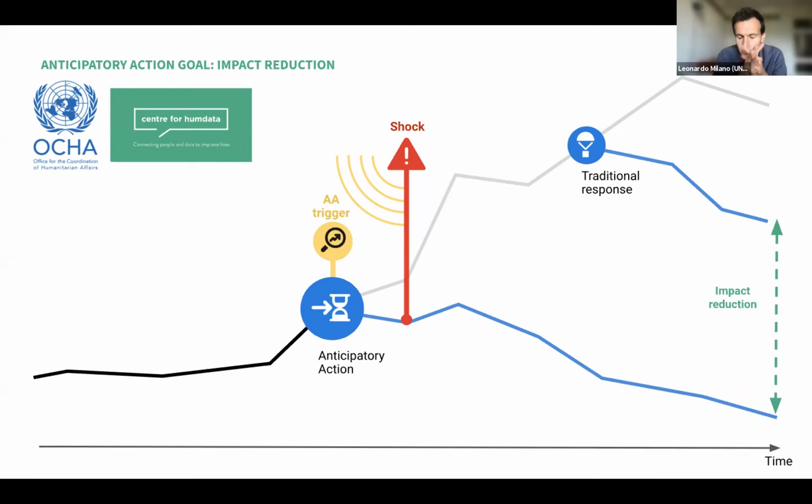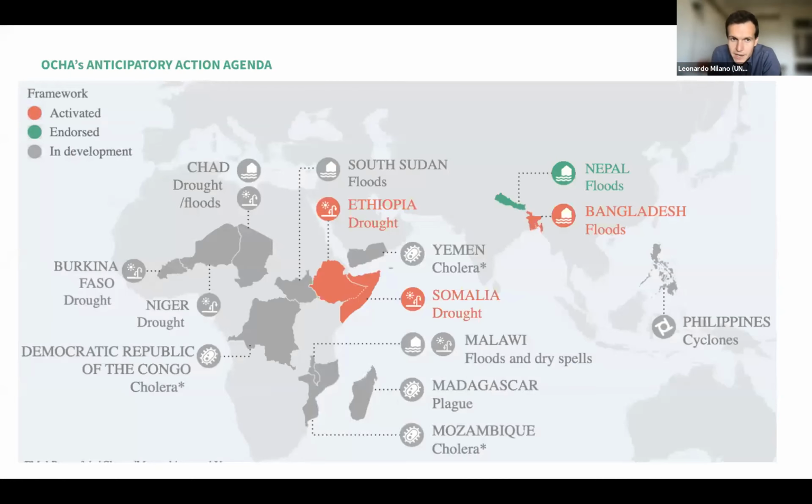And that's really what I would like to present: some of the examples that we have been working on over the past couple of years. So this is where we are currently implementing what we call anticipatory action pilots. Looking at different shocks and different contexts, you see that we already have a number of pilots for floods in place. With some country offices, we are developing this type of frameworks.